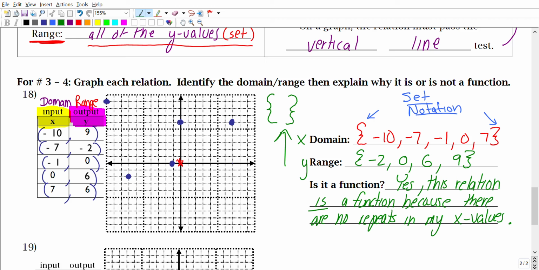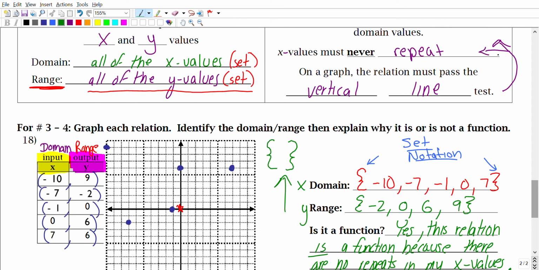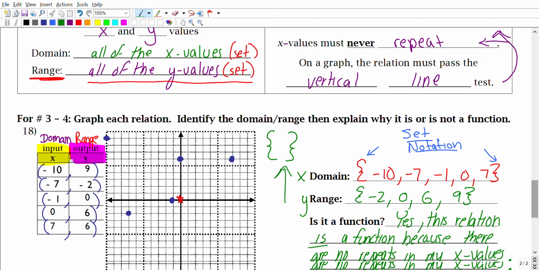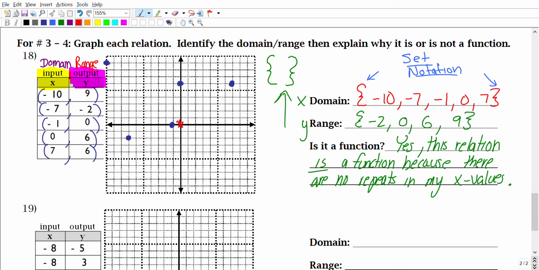Or you can actually now, since we did graph all of these points, tell me that you used the vertical line test. Remember, it says up here, on a graph, the relation must pass the vertical line test. So let's actually test this out. If you went using that approach, let me draw a vertical line right here. Again, bad line, but you guys get the idea. So if I draw a straight vertical line through that point, did it cross any other points except for that one point right here? No, it only crossed one point. So that's passing the vertical line test.